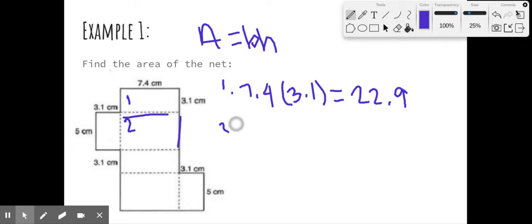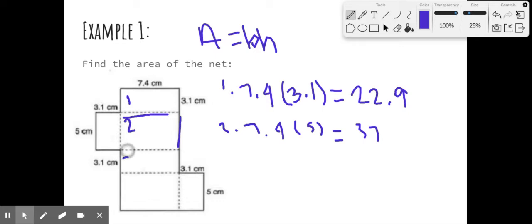So for that second rectangle, 7.4 times 5. Okay, I'm going to put that in my calculator. 7.4 times 5, 37. So that one has an area of 37. I'm just going to keep moving down, do the 4 rectangles that are stacked, and then I'll do the ones that are on the side.